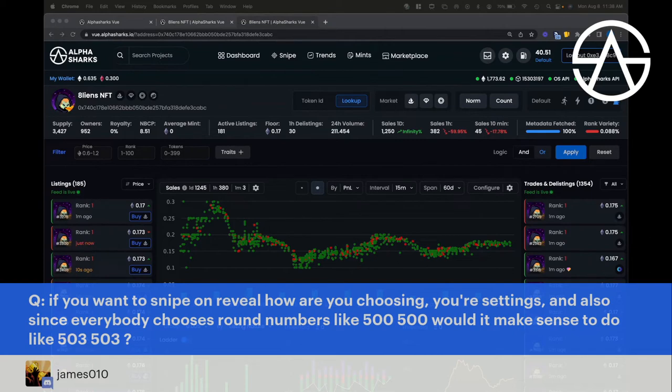James asks, if you want to snipe on reveal, how are you choosing your settings? Also, since everybody chooses round numbers like 500, 500, it makes sense to do something like 503. That totally depends on the project itself and seeing what people are paying. What are people actually putting for gas and priority? You have to ask yourself, is that worth it to you? Because if you actually get filled at that gas price or priority fee, can you take on that risk? That's a personal question for each person's account size. That's definitely one thing to look out for if you're going to be using that strategy, using offer reveals.